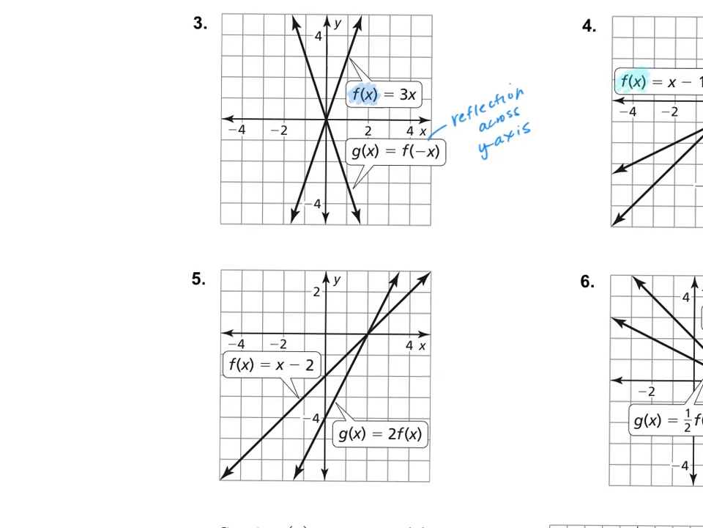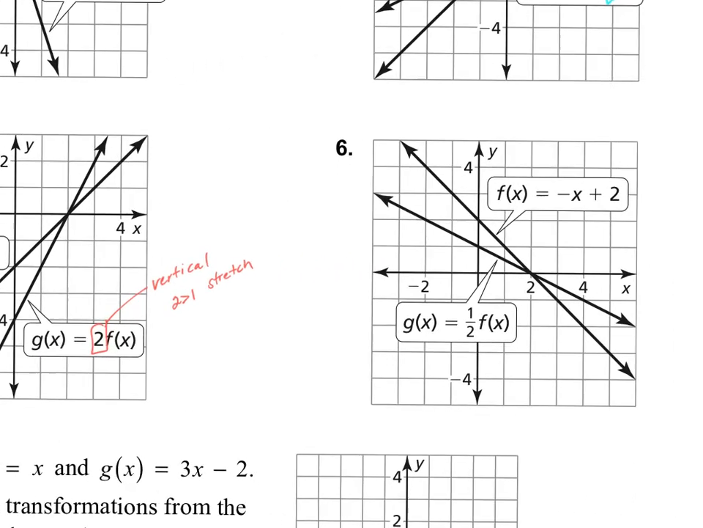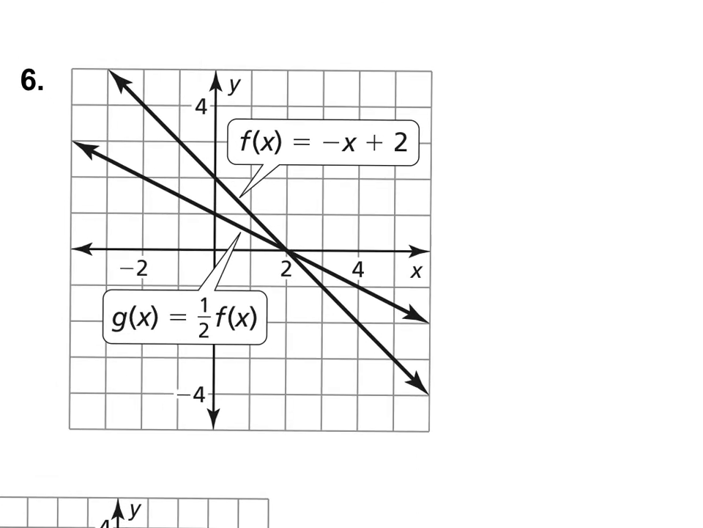All right, moving on. F of x is your original one. G of x equals 2 f of x. So the 2 is on the outside. So this is going to be a vertical stretch or shrink because it's being multiplied. But because 2 is greater than 1, it's going to be a vertical stretch. Okay. Then we have f of x equals negative x plus 2. So you have your old one, and then it says you're multiplying it by 1/2. So because that multiplying is on the outside, it's going to be vertical, stretch or shrink, and 1/2 is less than 1, so it's going to be a vertical shrink.